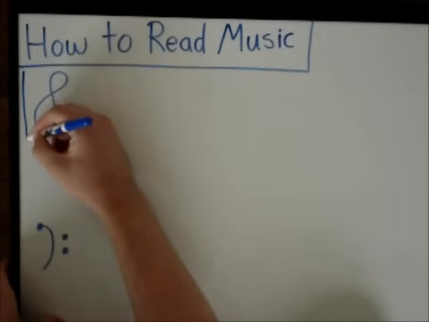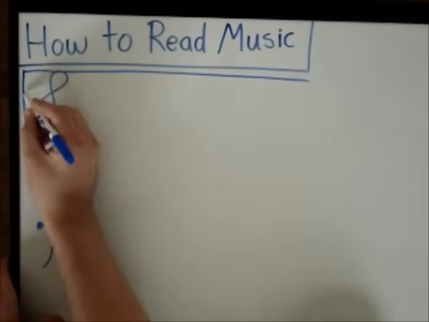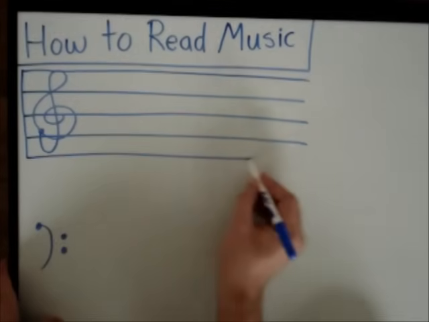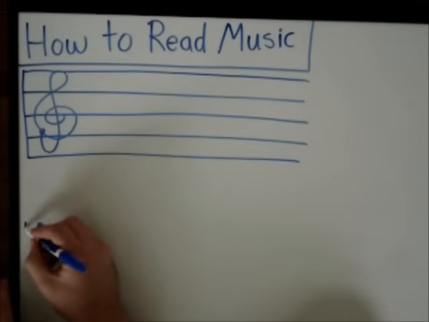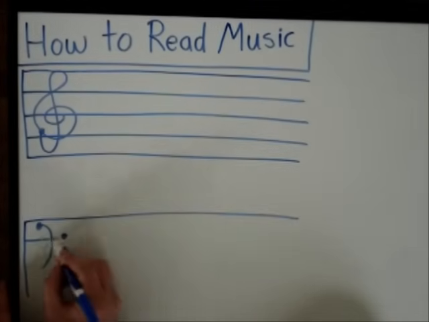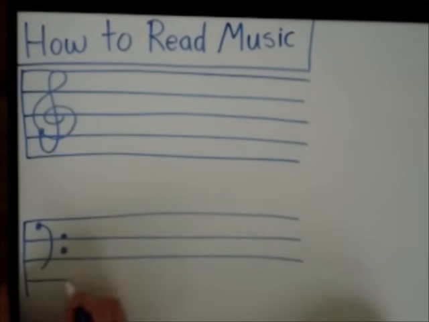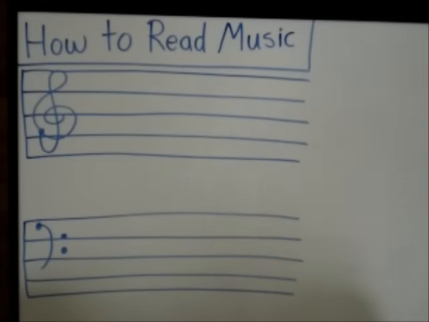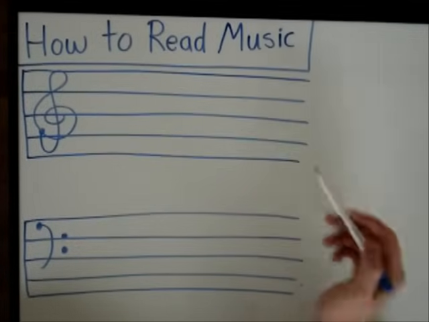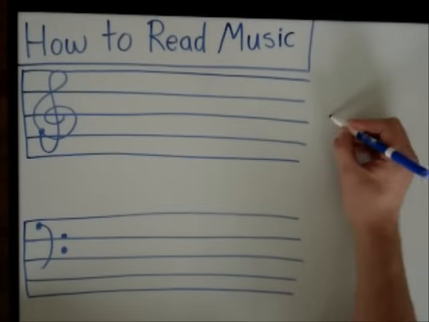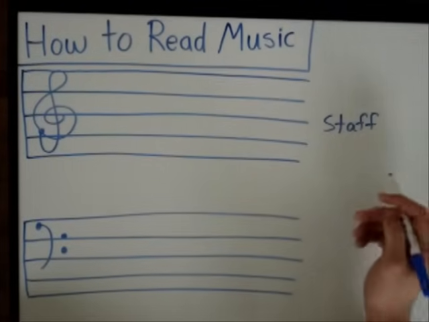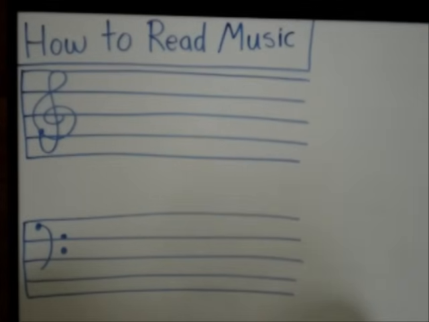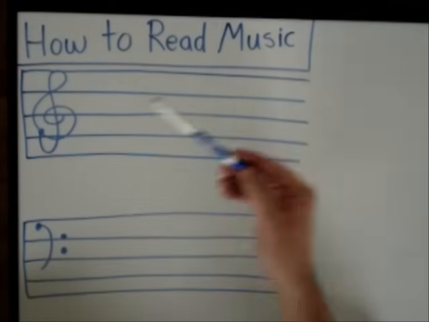Well, first off, when you see these symbols, you're going to see them in relation to it's going to look like something like this. These lined structures. And these are called staffs or staves. Just like that. So, what are these things? What do these things do?